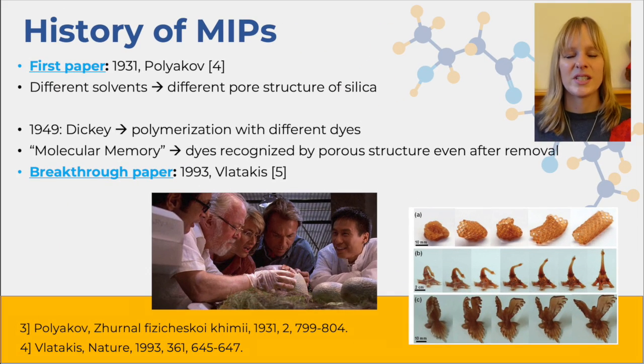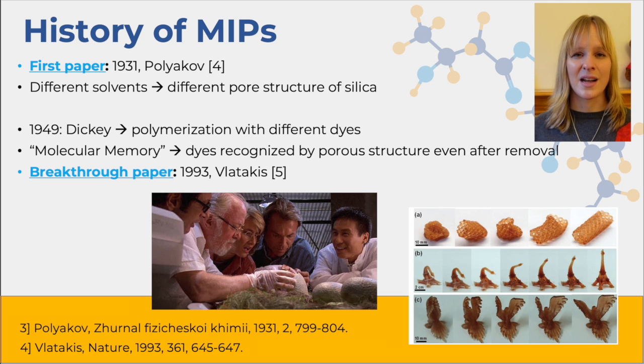There's actually a long-standing history of MIPs. The first paper was reported in the 1930s, where they showed that if you use different solvents, the material that you use would behave differently. But the real thing, when it starts to recognize molecules, so that there was a molecular memory, was shown with diene molecules by Dickey in 1949. Now, unfortunately, because all of this was based on covalent interactions, there wasn't really widespread use for this technology.